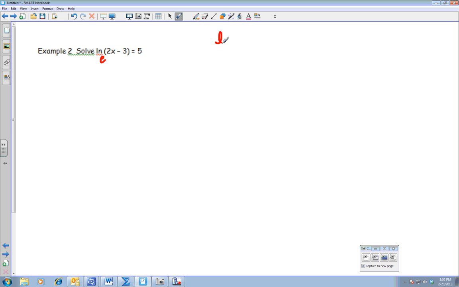So remember, if I have log base 8 of 4 equals x, another way to write that would be 8 to the x equals 4. Okay, that's just something I came up with. So a way to rewrite this would be my base is e. My exponent is always the number on the other side of the equal sign, so it's e to the 5th equals 2x minus 3.